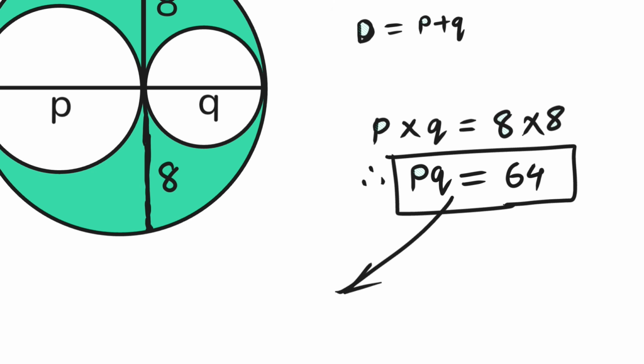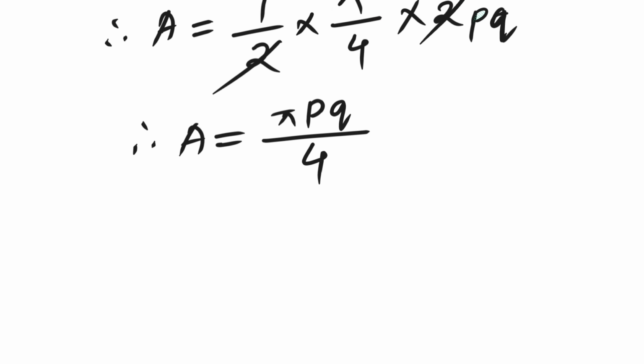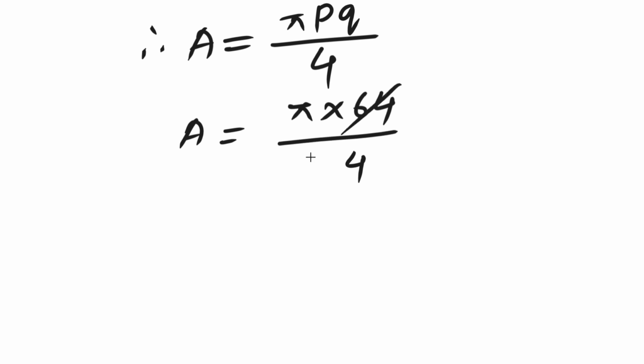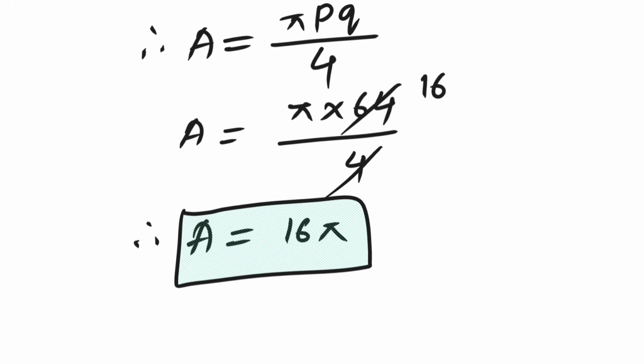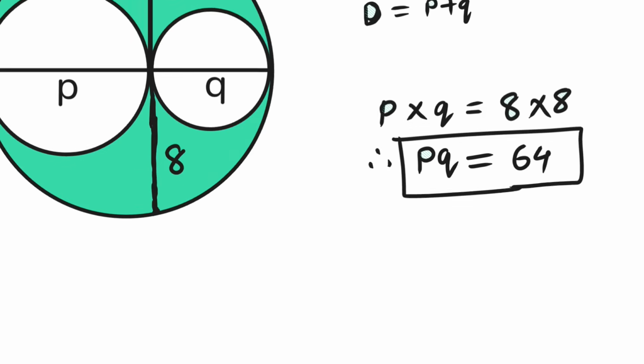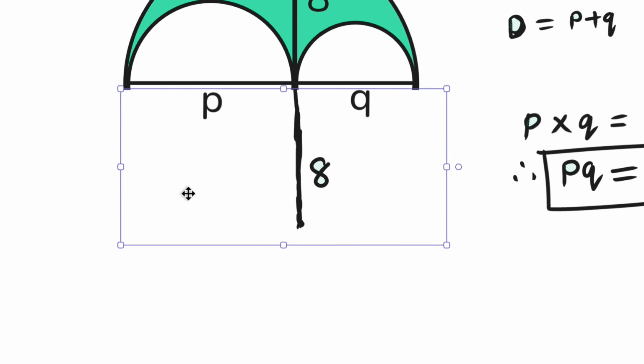Now let's go back to the formula we obtained earlier. We found that the shaded area equals pi multiplied by PQ divided by 4. We now know that PQ equals 64, so we substitute 64 for PQ. That gives us shaded area equals pi multiplied by 64 divided by 4. 64 divided by 4 is 16. Therefore, the shaded area equals 16 pi, and that is the exact answer. So the area of the shaded region is 16 pi square units.